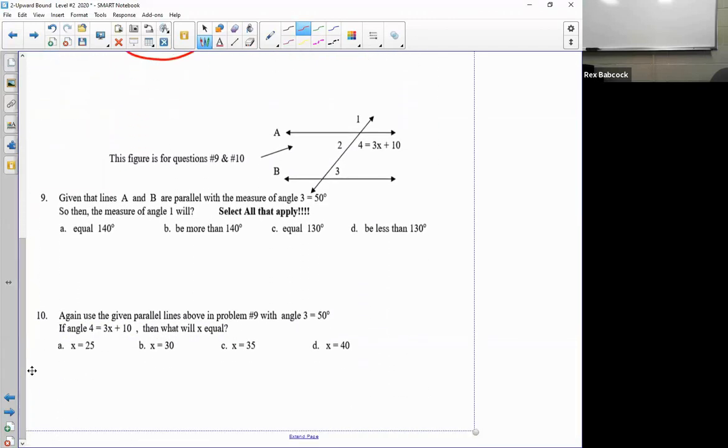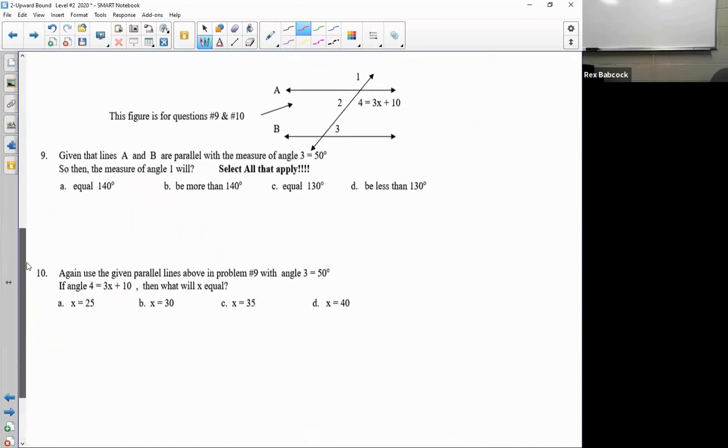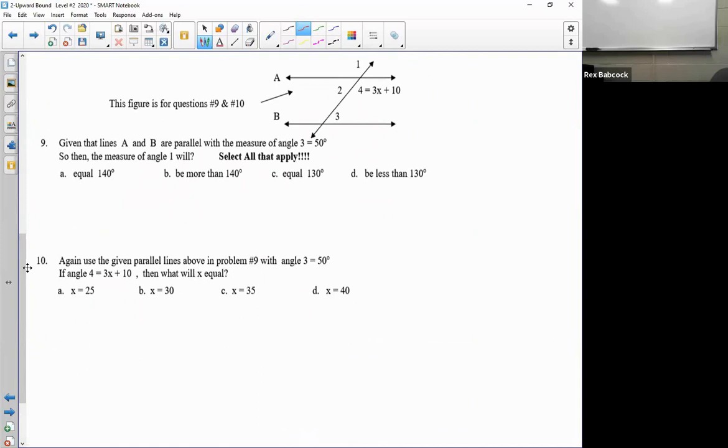Then parallel lines. It says, given that lines A and B are parallel and the measure of angle 3 is 50 degrees. So then the measure of angle 1 will be what? Select all that apply, angle 1. Well, let's see here. If that's 50, all interior angles are congruent, that's 50. And those are a linear pair, so angle 1 is 130 degrees.